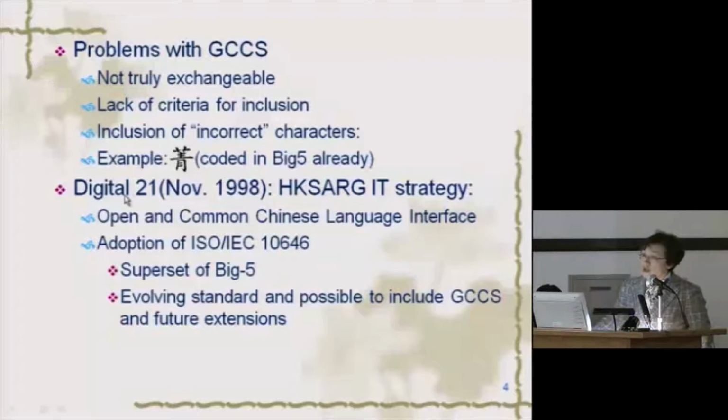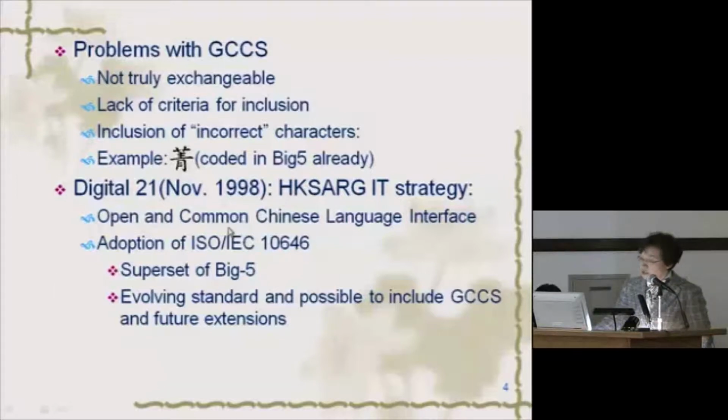So after the handover in 1997, the government started with a so-called Digital 21 IT strategy, where they set up a committee and wanted to provide some kind of technology guidelines on the open and common use of the Chinese language.